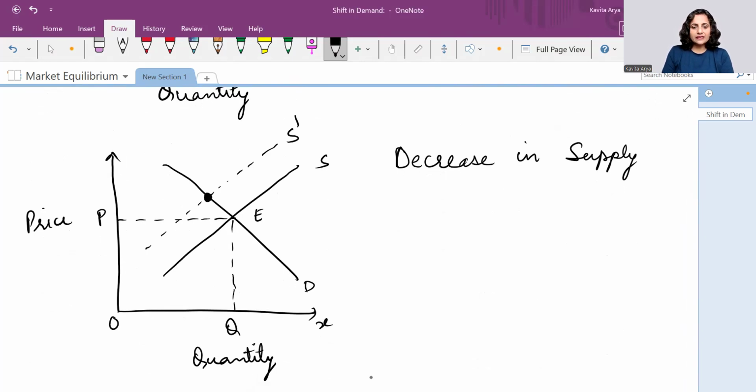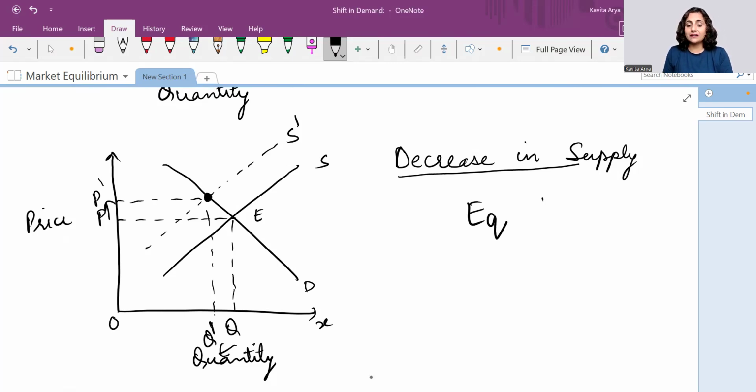So it is giving you a reduced supply because there is a decrease in the supply, but an increase in the price. Can you justify? Yes, because the supply has decreased, so equilibrium quantity has shown a fall and equilibrium price has shown a rise. Why? Because decreased supply means a shortage in the market, and shortage would always result in pushing the prices up. I hope it is clear to you.